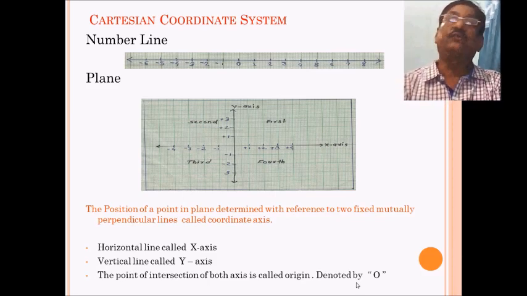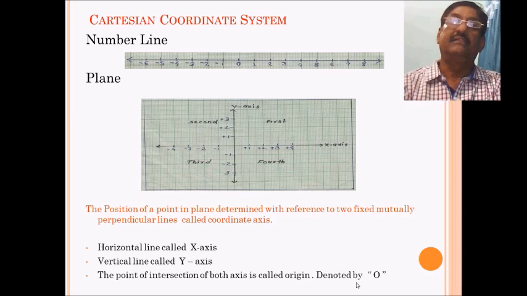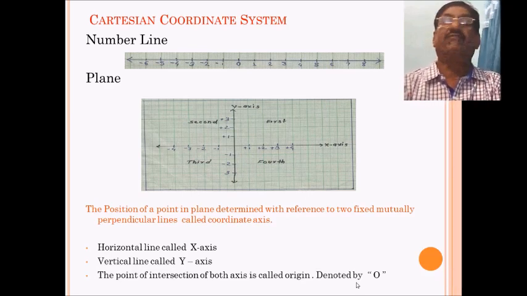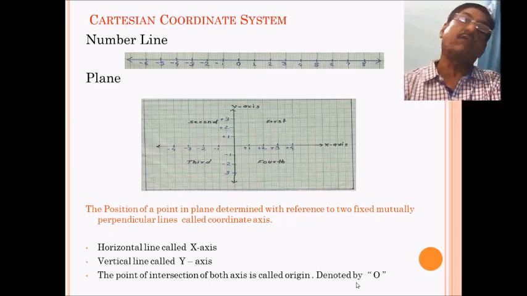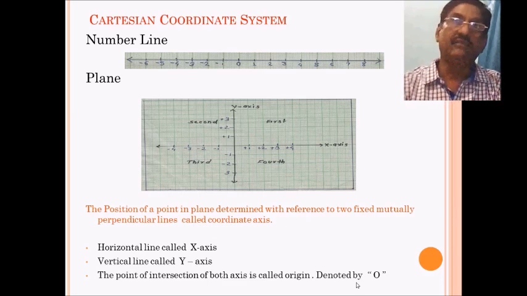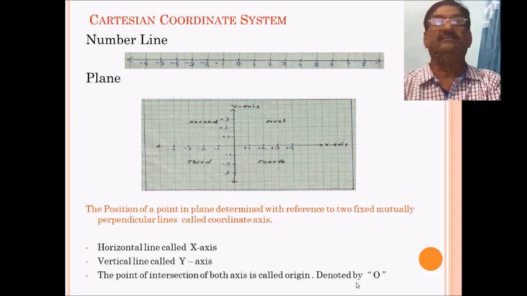When two such number lines are perpendicular to each other, they divide that plane into 4 parts. The first part is the first quadrant. Moving in the anti-clockwise direction from the x-axis, we get the second quadrant, then the third quadrant, and then the fourth quadrant.